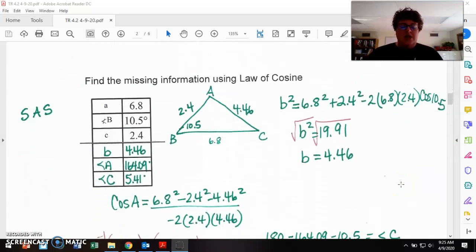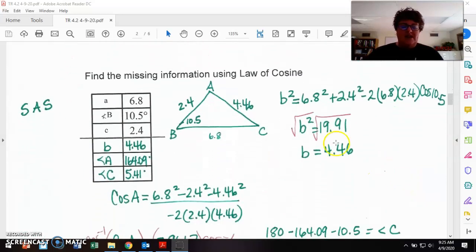Okay, here's another one. You're given side angle side here. Once you put it on the triangle, you're given side angle side. Anytime you're given side angle side, you're always going to end up finding the side that corresponds with the angle that you're given. So I'm given angle B, so that means I'm going to find side B. This is where we use B squared is equal to A squared plus C squared minus 2AC cosine of B. Again, there's a lot of calculator error that can happen in here.